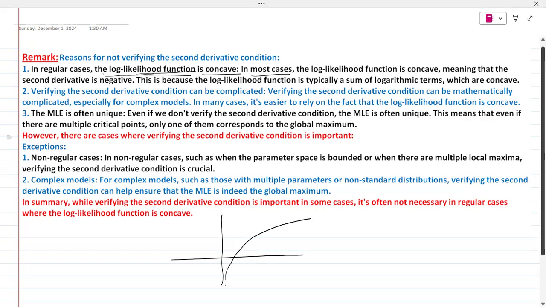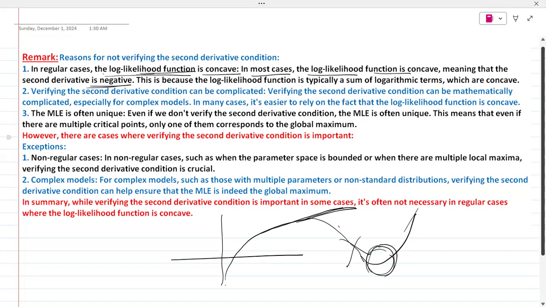So in most cases, the log likelihood function is concave, meaning that the second derivative is negative by default. Why so? Since it is concave, it will never come down. It will not be the case that it comes down and again goes upward. It will go up and up and up, so here it will attain only a maximum value. This thing is never possible.